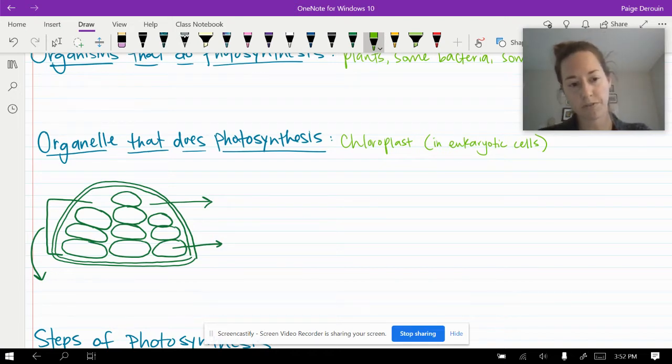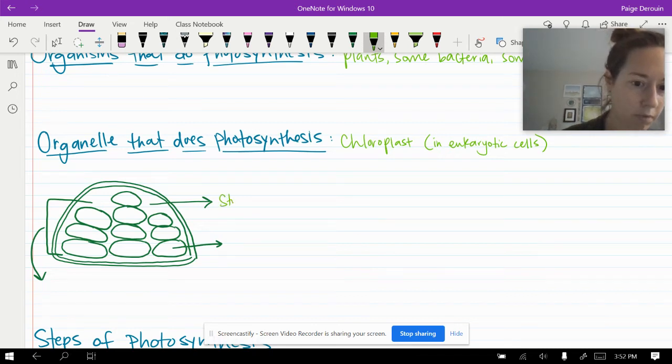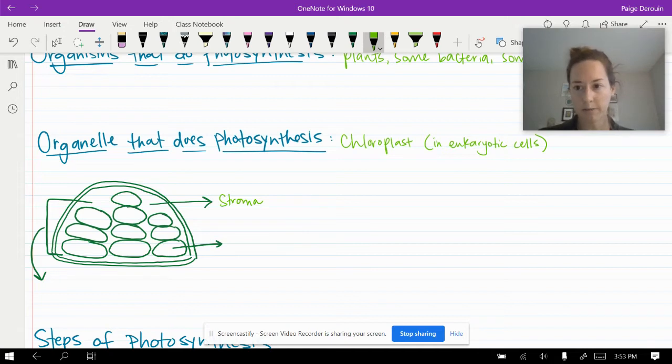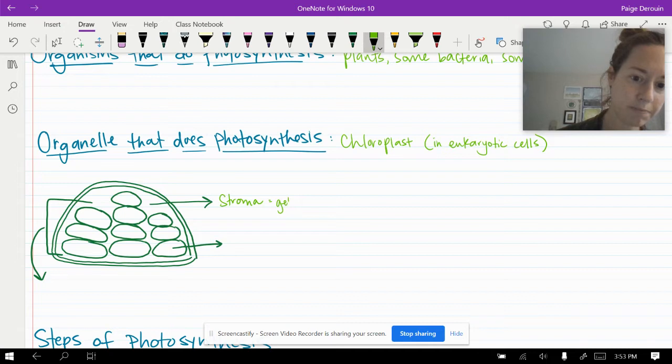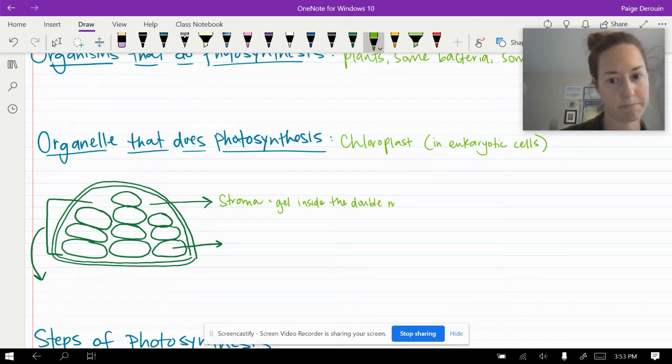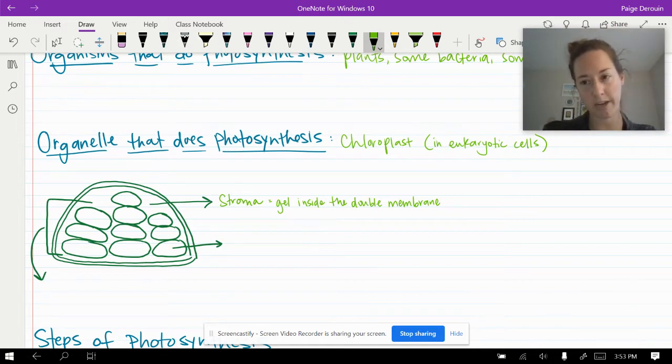So first of all, you have this fluid on the outside of the chloroplast. That is called the stroma. It's just like the cytoplasm of the chloroplast. I'm just going to say that this is sort of like a gel inside the double membrane. You do have a double membrane in the chloroplast, which is why I have two lines going around the outside.